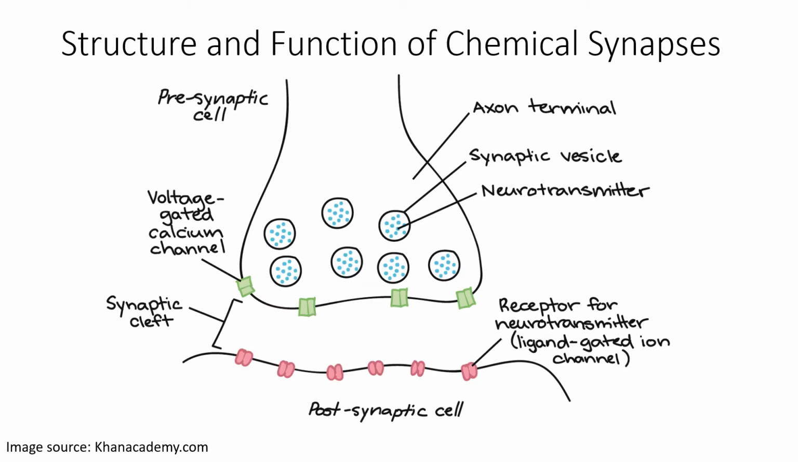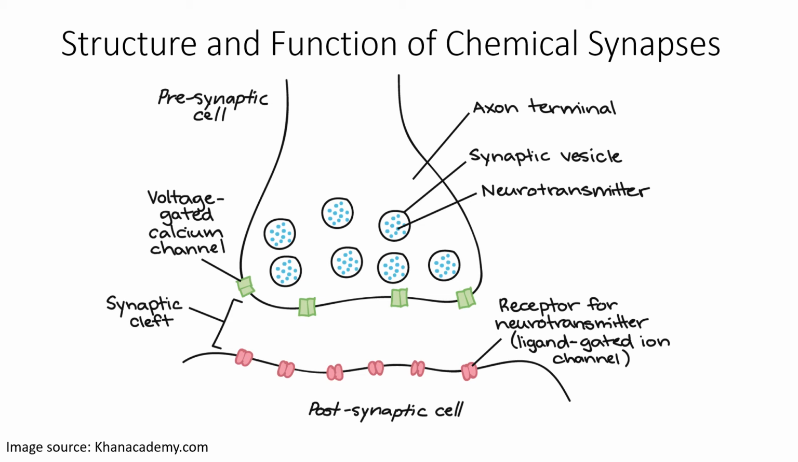Now we're going to talk about the function and structure of chemical synapses. So we're going to quickly go over some of the structures involved. This one is a little bit more involved than the electrical synapse. So again, we have our presynaptic cell, which is sending our signal. We have our postsynaptic cell, which is receiving our signal. And this time on the presynaptic cell, we have something called a voltage-gated calcium channel. This takes in calcium ions and creates a more positive environment inside the presynaptic cell.